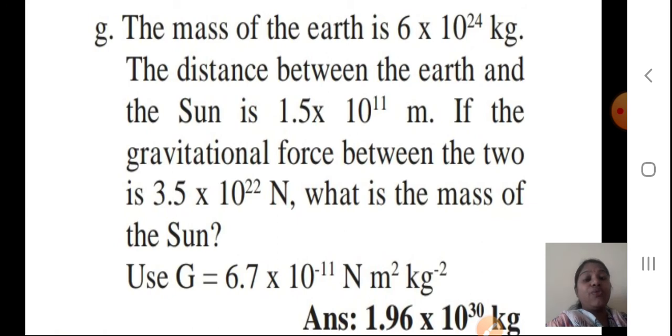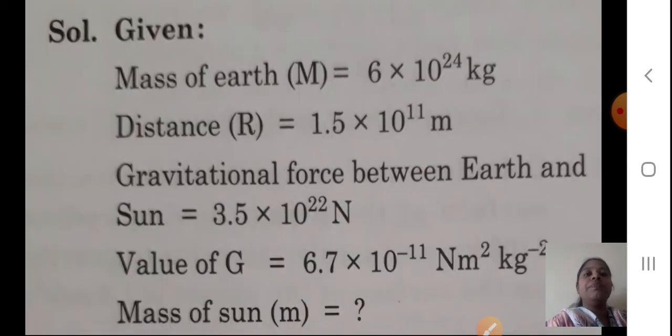Students, now here the gravitational force is already given to you. What is that? 3.5 into 10 raised to 22 Newton, right? So what is the mass of the sun? Similar type of sum, right? Only there you calculated the F. Here F is already given. What do you have to calculate, students? Small m. Yes. The G value again they have said you use as 6.7 into 10 raised to minus 11. Okay, so we'll proceed.